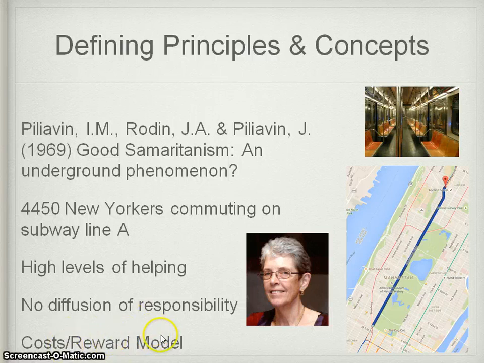He came up with this cost reward model whereby you make a split decision whether you're going to help someone based on the potential costs to you in terms of time, physical harm, and social pressure, and the rewards. You balance up the rewards of helping, where you're going to get lots of praise from somebody, and you also balance up the rewards of not helping: you don't have to spend your time or risk.